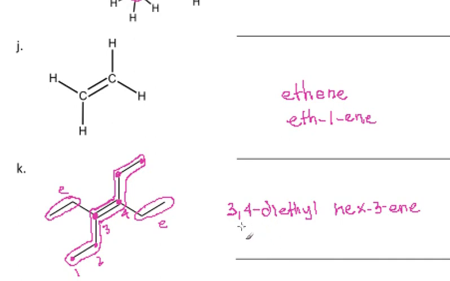I know it feels a little redundant to say di when you've just said they're on carbons 3 and 4, but the people who wrote the book said you need to have this in there, so you need to have it in there. Sorry about that.